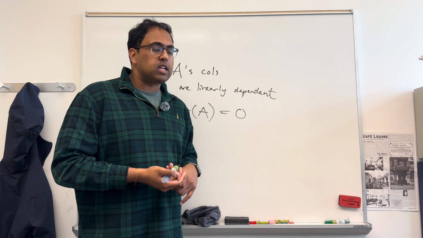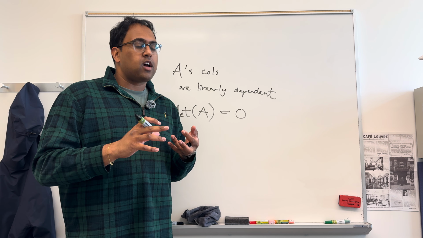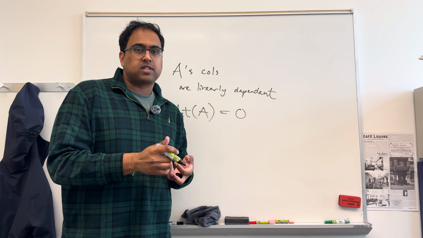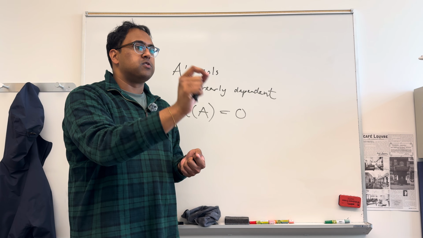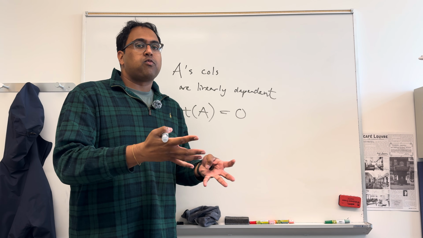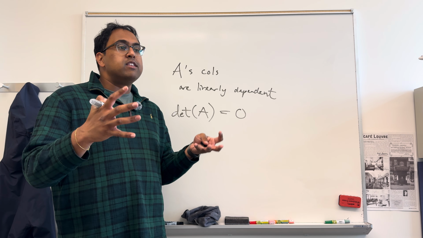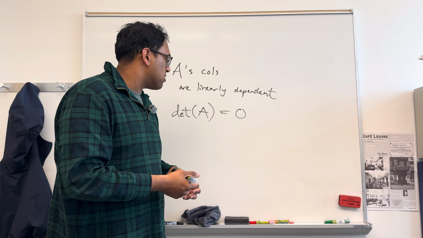If A's columns are linearly dependent, well then the standard basis vectors, that is the vectors 1, 0, 0, 0, 0, then 0, 1, 0, 0, 0, then 0, 0, 1, 0, 0, and so on and so forth, when they are all transformed by A, that n-dimensional cube that they create will have 0 volume. Remember, that's what the determinant measures.